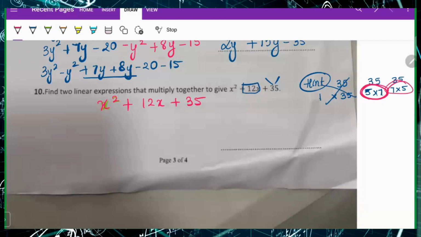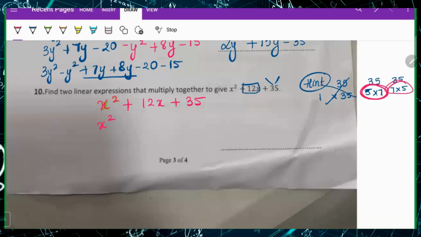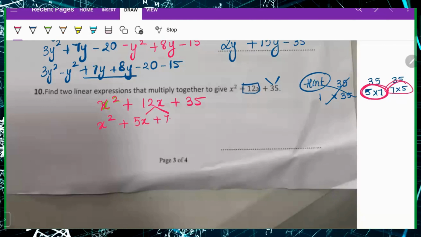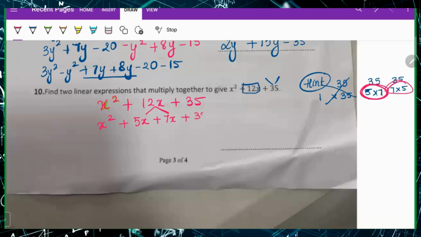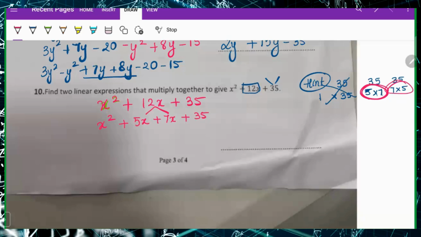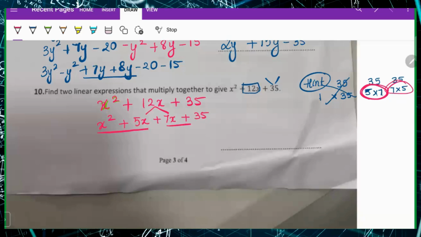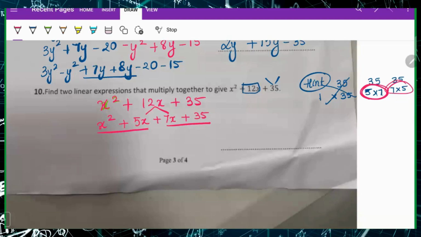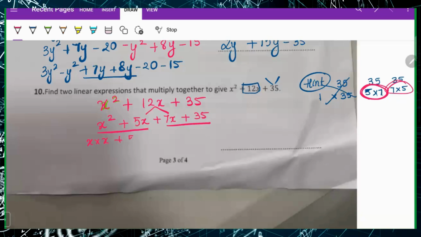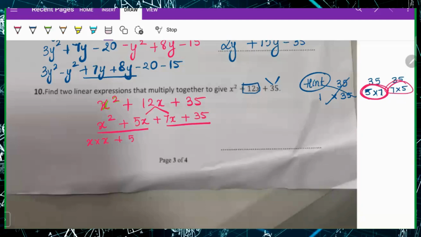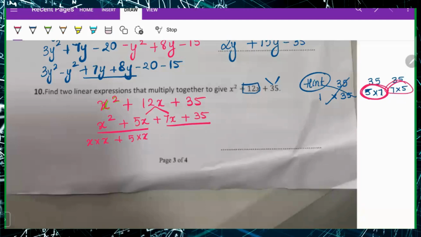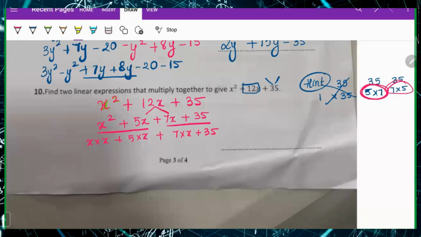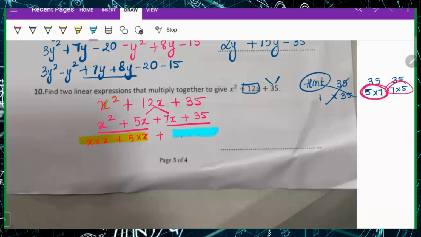You can use this also, one and the same thing. So I'll write x square as it is. 12x will now be written as 5x plus 7x plus 35. Now what will you do? You will group this and you will group this. From this, x square plus 5x, this is like x into x plus 5x, plus 7 into x plus 35. See, I'm just splitting this like this for easy understanding.